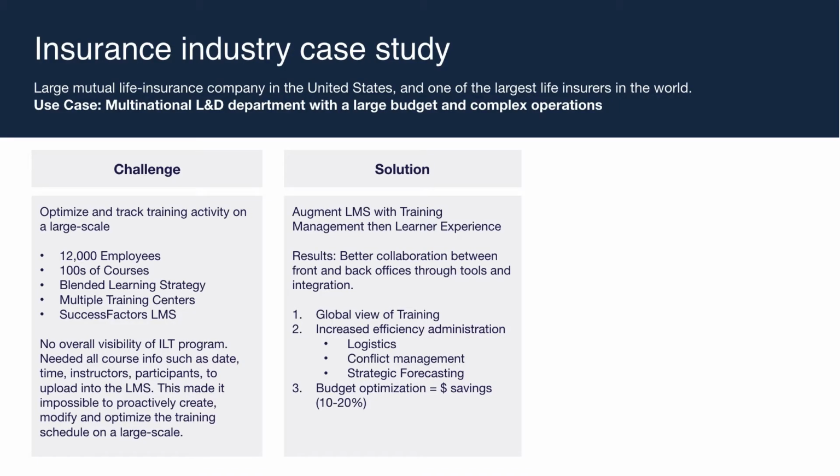So we're going to walk through one particular case study. Sometimes a case study, a story, will help to paint the picture and see how this could work in your organization. So I'm going to talk a little bit about this. This is an assurance company, a large mutual life company in the US, one of the largest life insurers in the world. And they had your typical multinational L&D department, very large budget, very complex organization, highly regulated environment. They had 12,000 employees with hundreds of courses, multiple training centers that they own and rent and lease, and they had no overall visibility of their ILT program.